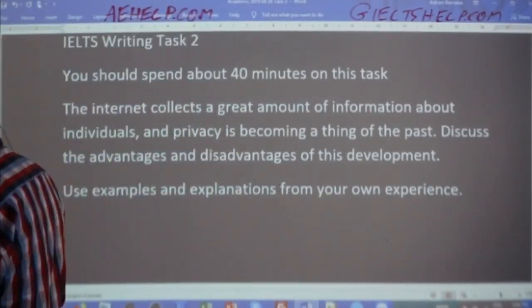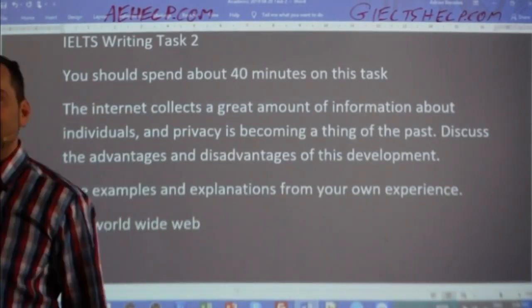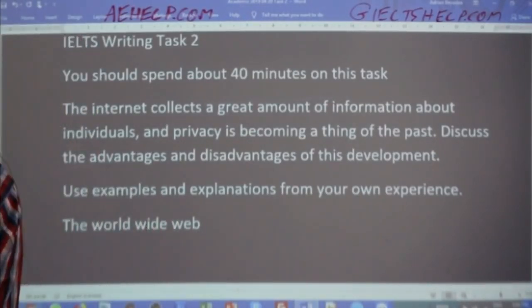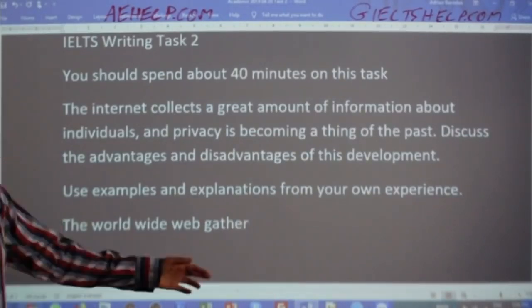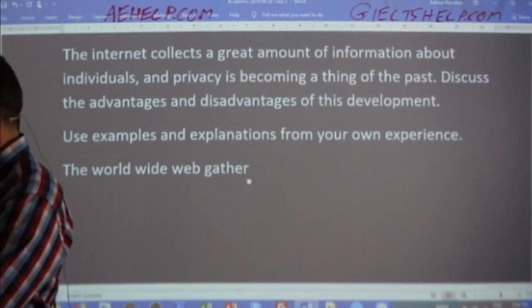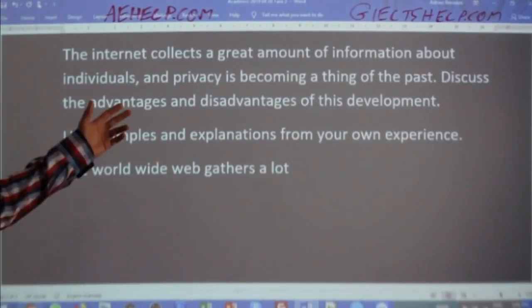I'm going to do the same. So another way to say the internet, the World Wide Web. How do I know that? That's what WWW stands for, right? So the World Wide Web gathers. Gather, another way to say collect. Gathers a lot. I'm just going step by step, keeping it fairly simple.